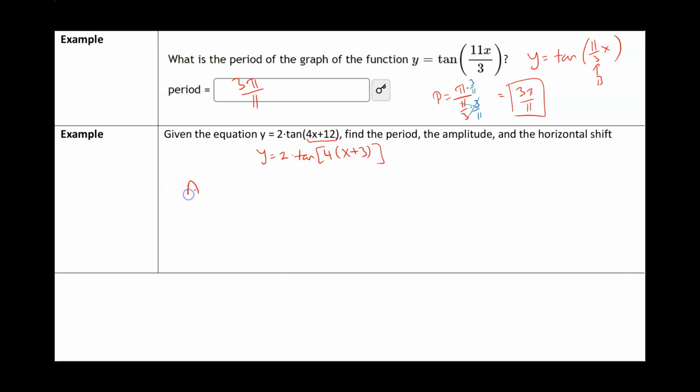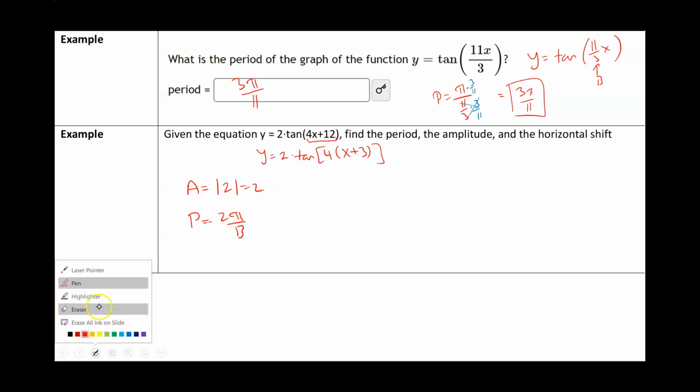Now the amplitude is going to be the absolute value of a, and the absolute value of 2 is simply 2. The period is going to be 2 pi over b. I'm sorry, not 2 pi. I made a mistake. For tangent, it should be pi. So it's going to be pi over b. In this case, the b value is 4. So our period is going to be pi over 4.